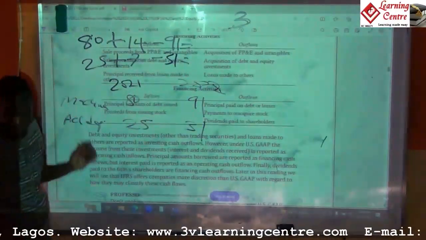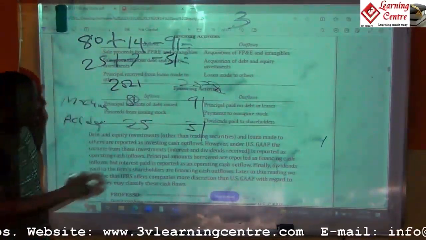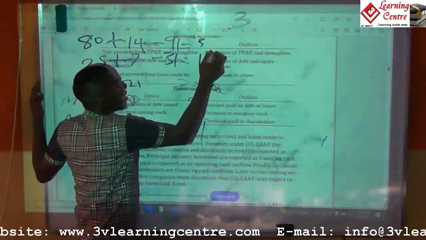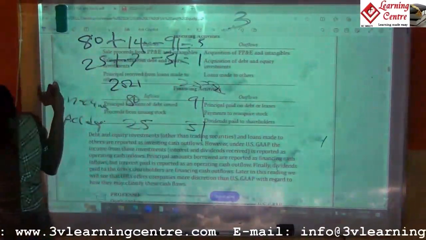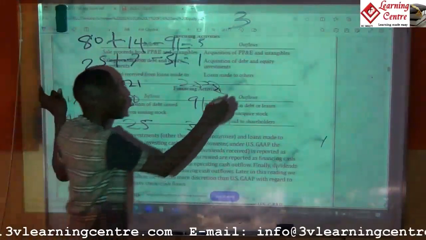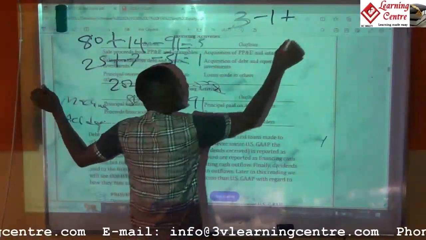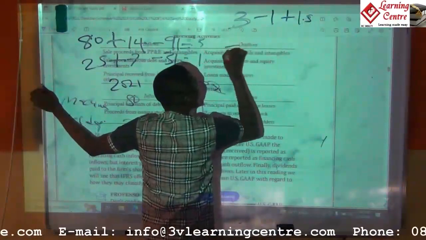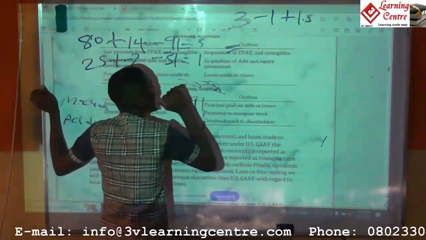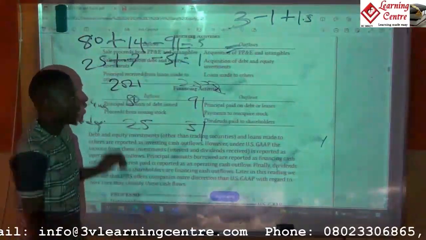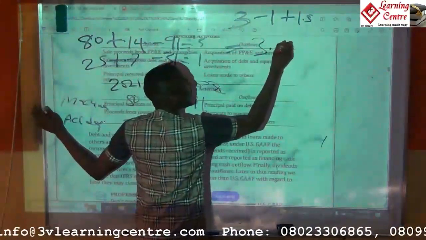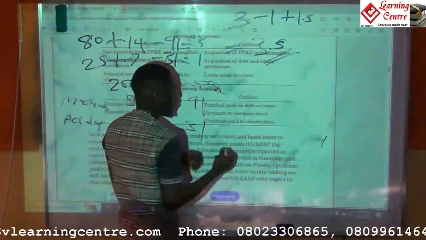So what do we have? 1. Thank you. We have 3 here, we have 1. So what do we do? 3 minus 1. So what's our gain on assets? 1.5. So what's our cash from sale of investment? 3 minus 1 plus 1.5. That is how we calculate it.